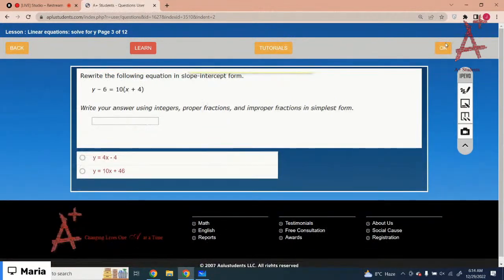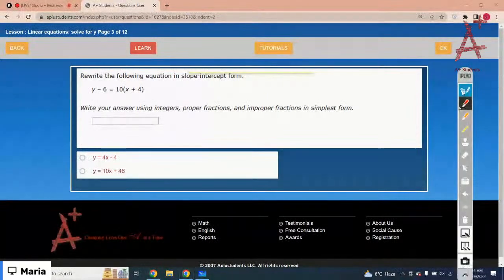Okay, the next one is rewrite the following equation in slope intercept form. The equation is y minus 6 equals 10 times x plus 4. So just solve this side and move the negative 6 to the other side because the equation in slope intercept form must be y equals mx plus b. So we have to rewrite the equation in this form.